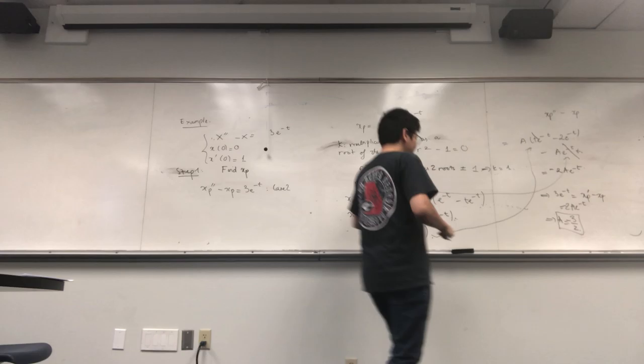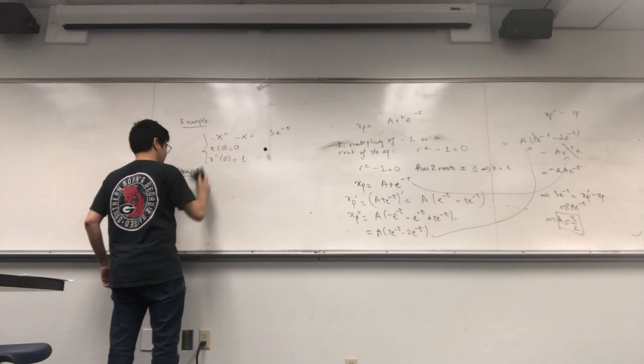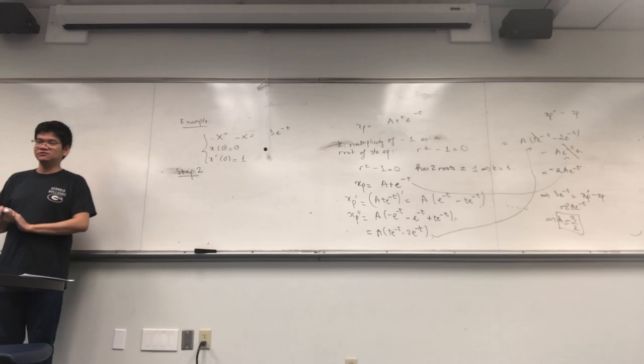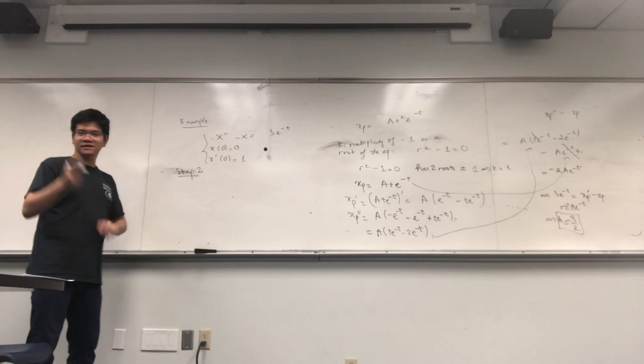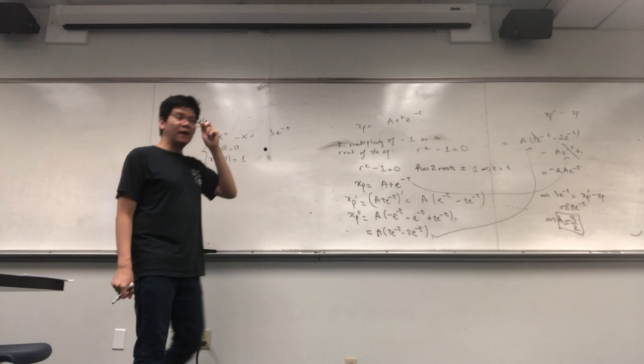All right, so let us go to step number 2. What is step number 2? You write the general solution so that then you can solve for C1 and C2 with the initial conditions. So basically, you have to find a general solution. In order to do that, you have to solve the homogeneous equation.